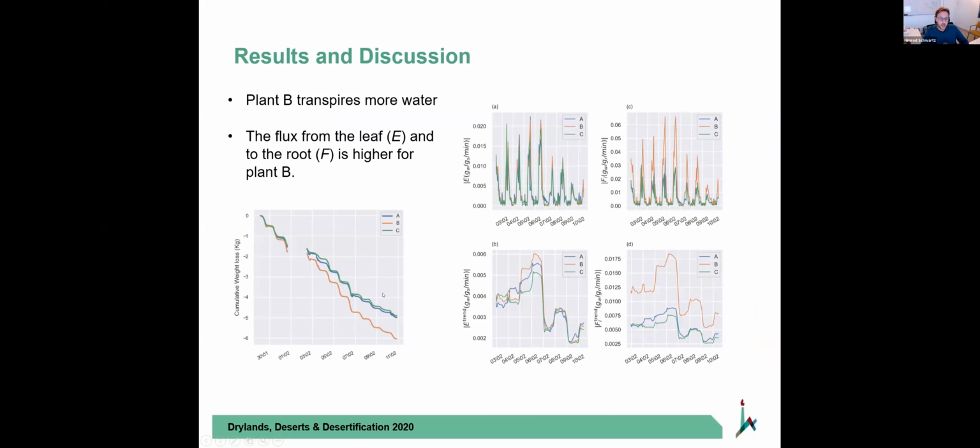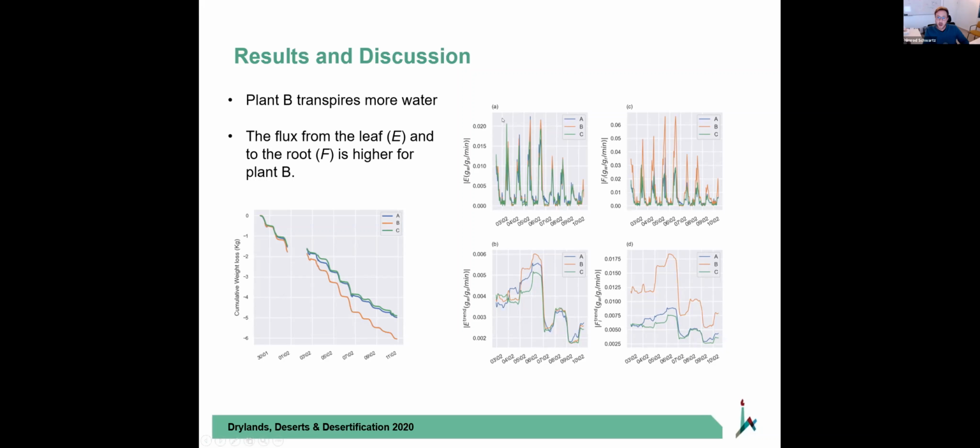First, I would like you to look at this figure here. What you can see here is the cumulative water loss from the pots for the three plants that we had. So we had 3 different root systems, A, B, and C. And what is clear from this figure is that plant B transpires more water than plants A and C. So this is the first thing to observe.